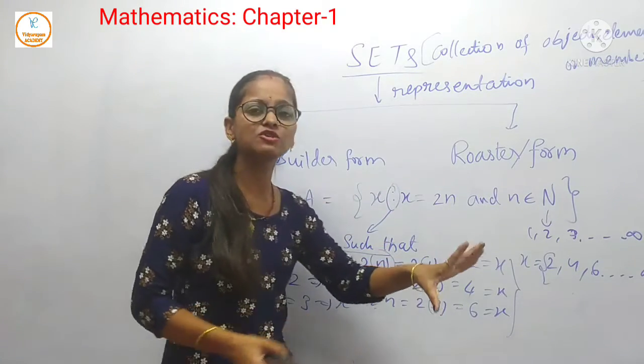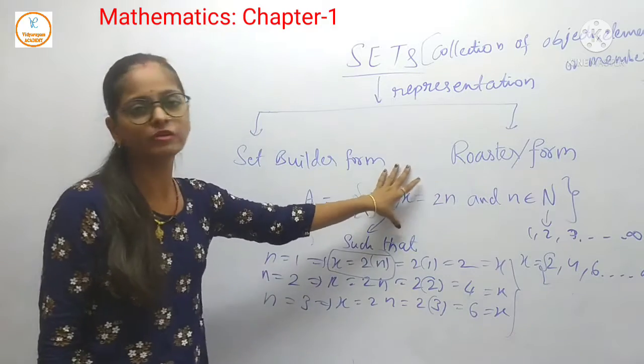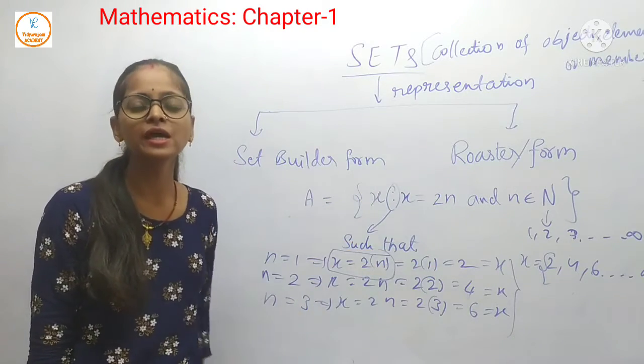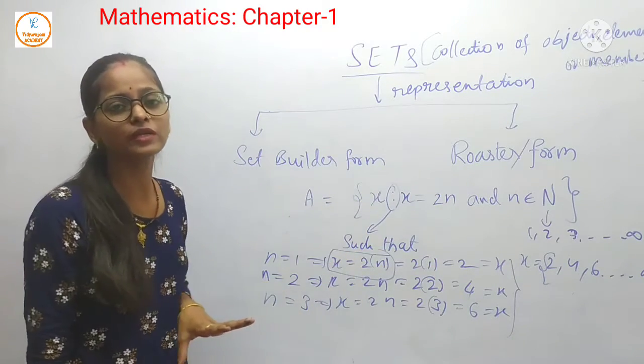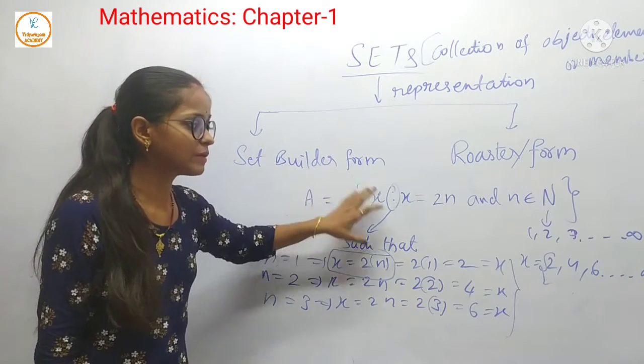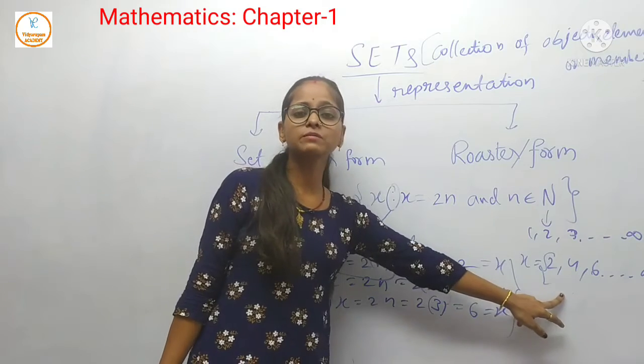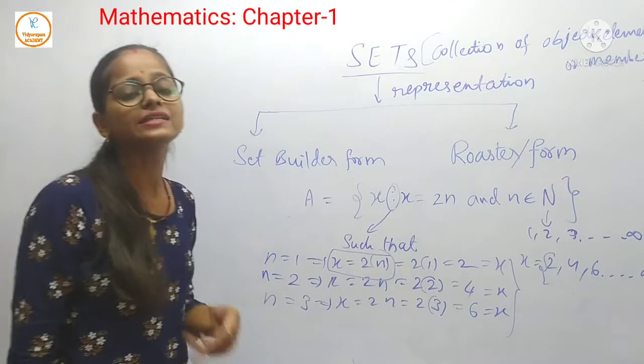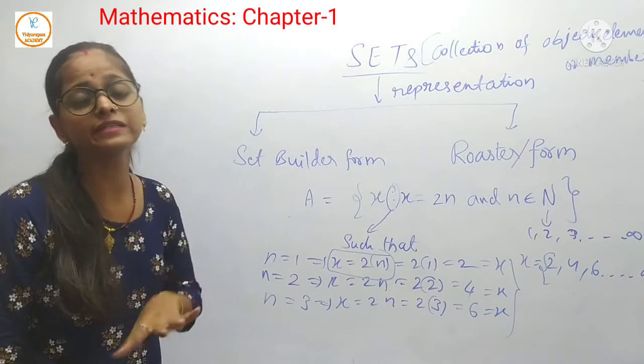By this example I have shown you what the roster form is. Roster form is represented by this type, and I solved one example. I considered the roster form and obtained the set builder form. Similarly, let us consider the set builder form and obtain the roster form.